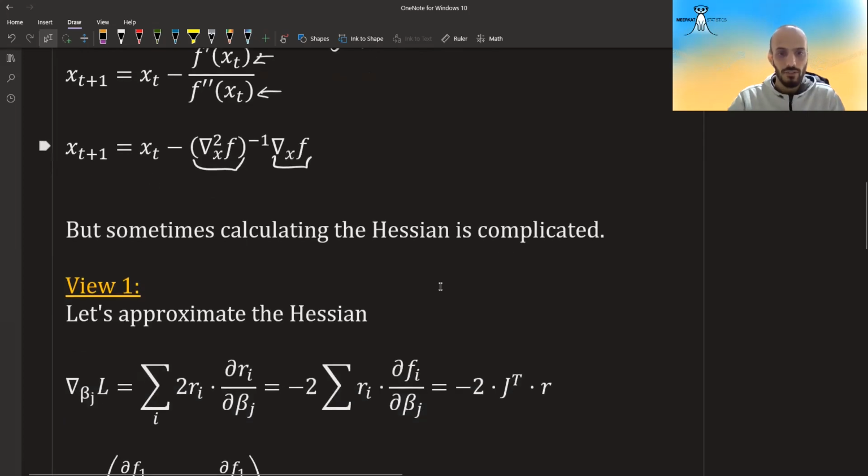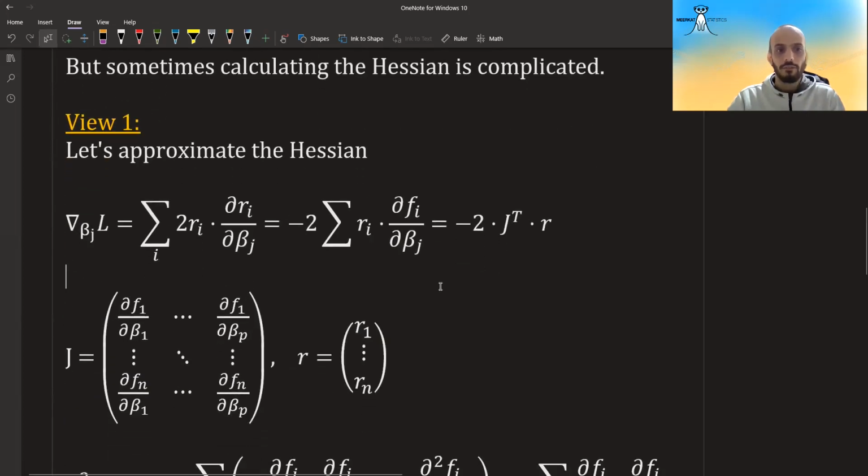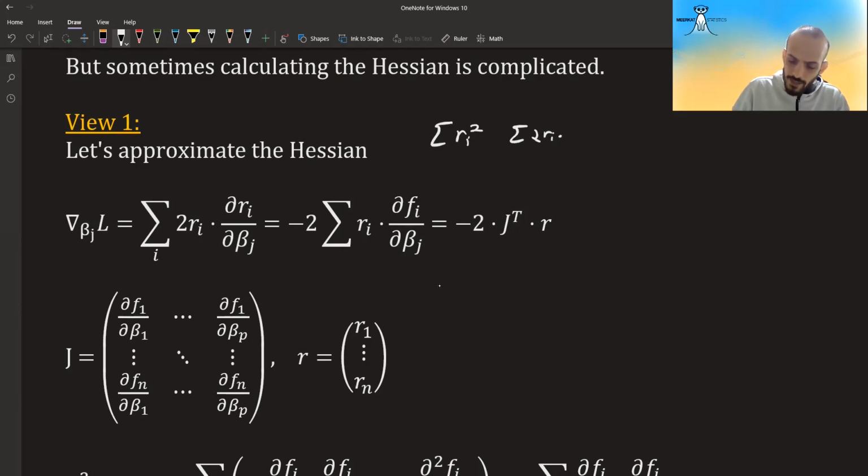How do you do the approximation? Well, let's look. If we take the gradient and look at the beta j position, the beta j derivative of our loss function, of our target function L, then what is it equal to? Well, remember, the loss function is just the sum of Ri squared. So the derivative with regard to beta j will be just the sum of 2Ri times the partial derivative of Ri with regards to beta j.